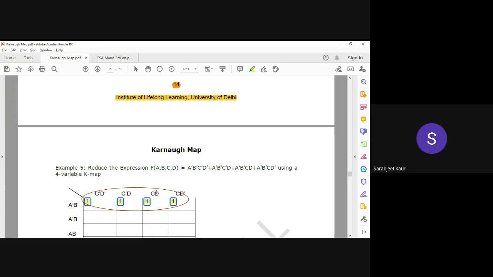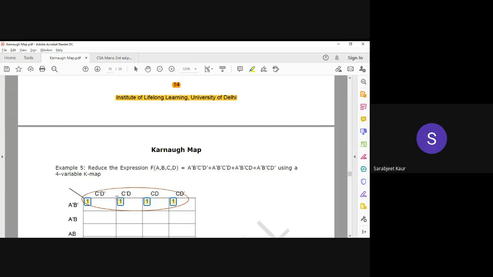Actually, this is a very good example wherein you can try doing both. On your paper, first make two groups of these two ones and these two ones, and write down the terms corresponding to them. And then in the second attempt, make a quad of this and try reducing this. What will you get from this quad? A dash, B dash.